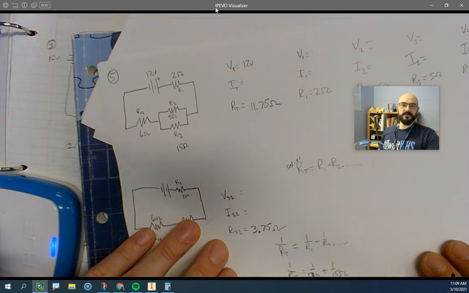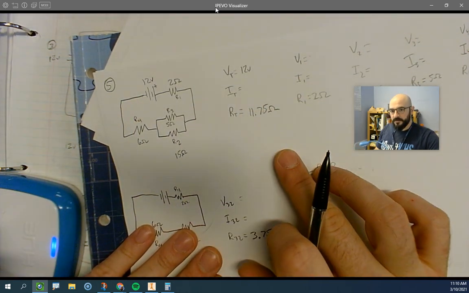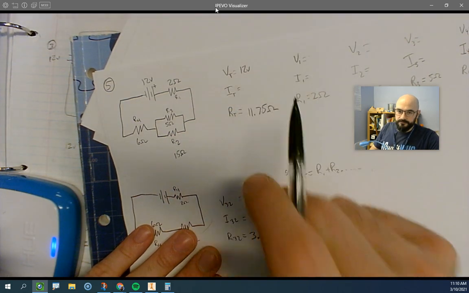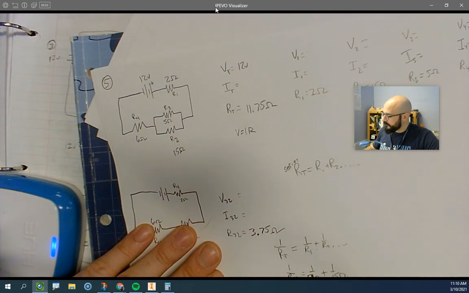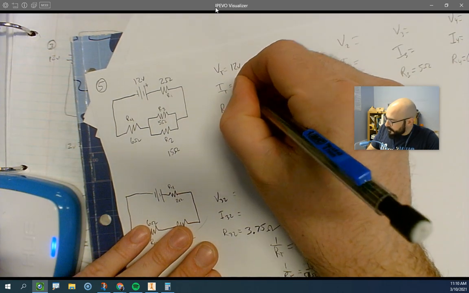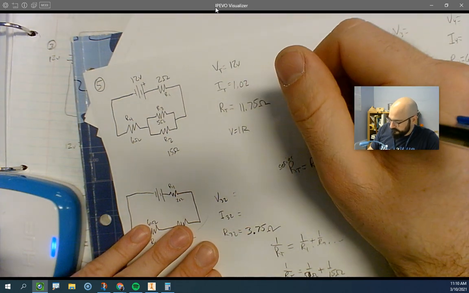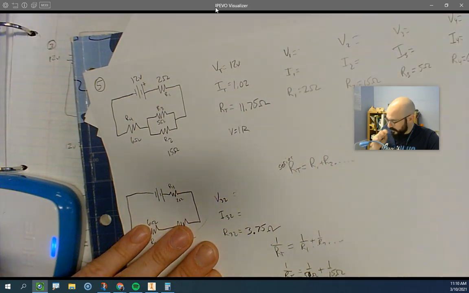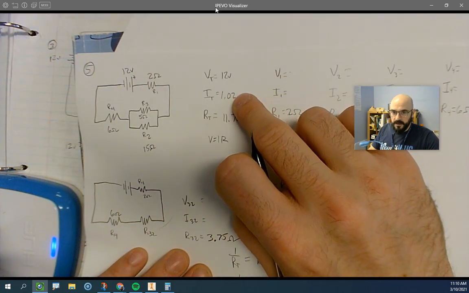Oh my goodness, we're getting closer. Now I've got 2 of my variables. 12 volts, V equals IR. 12 divided by 11.75 is 1.02. Yeah, we'll leave it there. 1.02. So now we have total current.